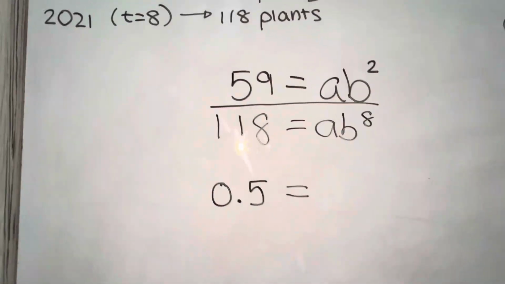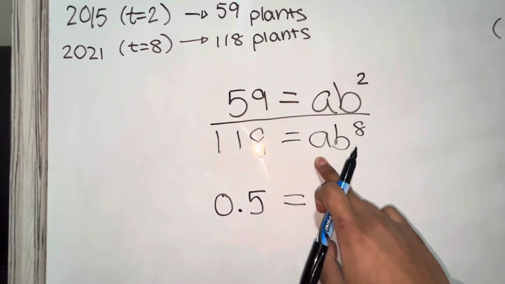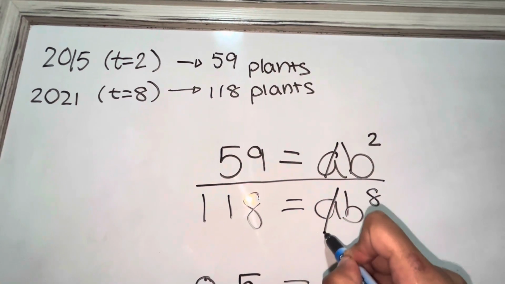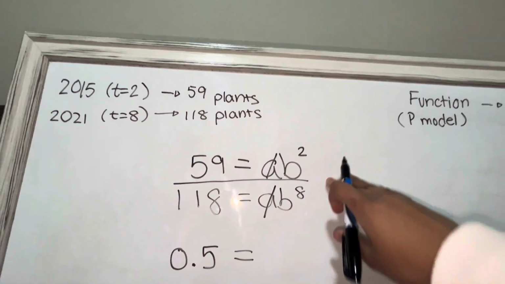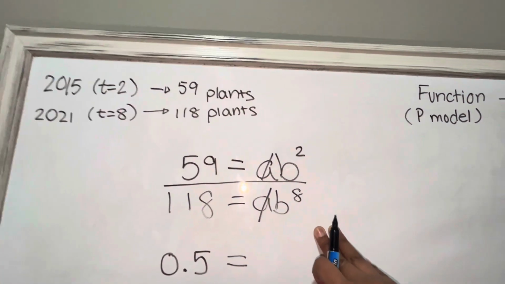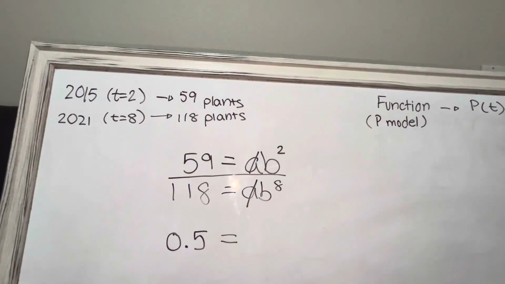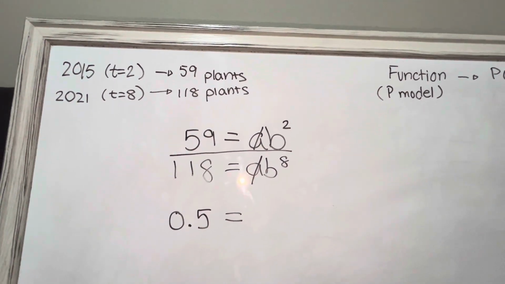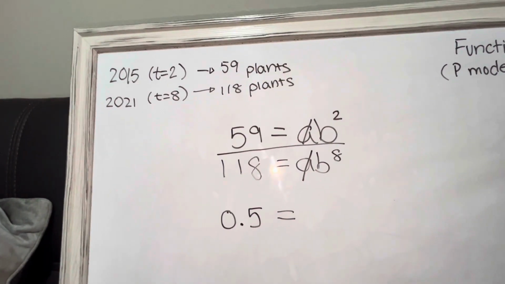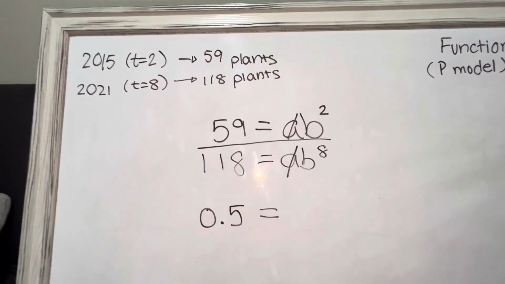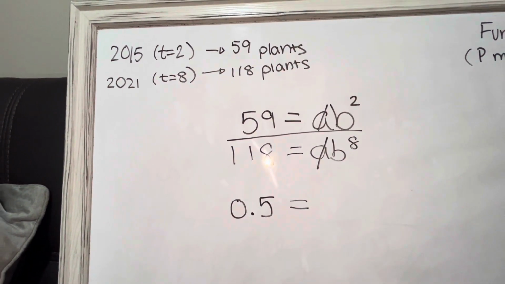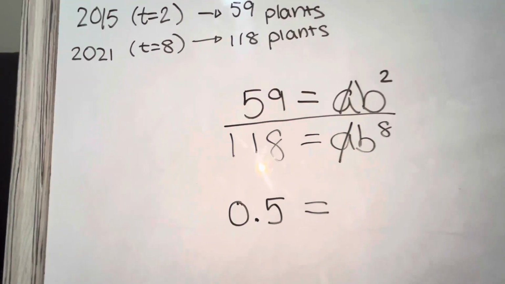And another thing is that since there's only one a over here and one a over here, one a on top and one a on the bottom, they will cancel each other out. So now you don't have an a anymore. But look at the b's. Because b squared is on the top and b to the power 8 is on the bottom, they have different powers. And when you're dividing them, you subtract the powers. Clearly, there's a greater number of powers on the bottom than there is on the top. So this would be shown as 1 over b to the power of 6.